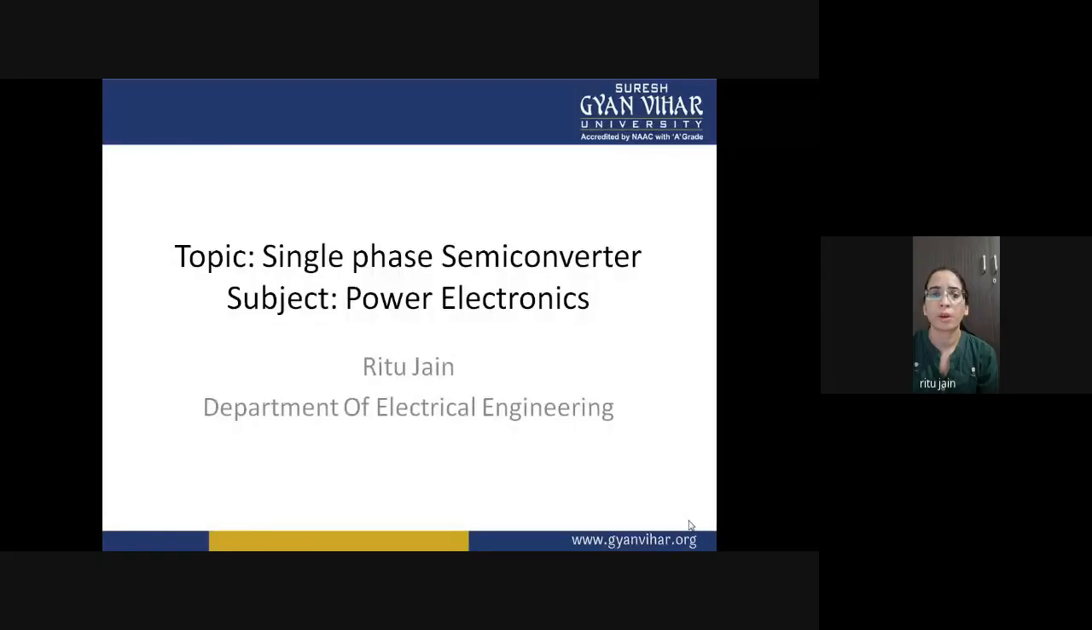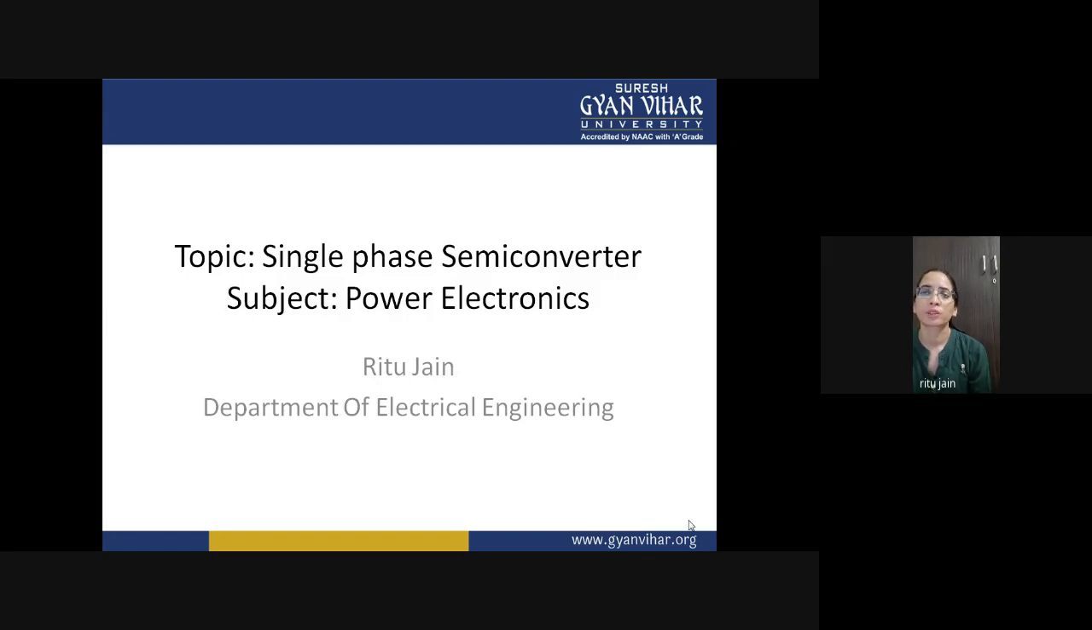It depends on what you require actually. If you want rectification, then you have to use rectifiers, which convert from alternating current to DC current. If you want an AC to AC output, you require an AC to AC converter. If you want fixed DC to variable DC, then in that case you require choppers. So these are the different kinds of converters.